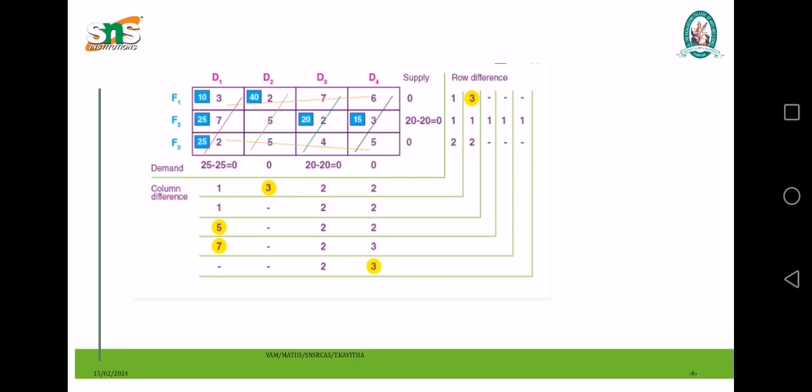We get the IBFS: F1 D1 is 10, F1 D2 is 40, F2 D1 is 25, F2 D3 is 20, F2 D4 is 15 and F3 D1 is 25, and that's all. The transportation cost: we multiply 3 into 10 plus 2 into 40 plus 7 into 25 plus 2 into 20 plus 3 into 15 plus 2 into 25. This answer is the total transportation cost.